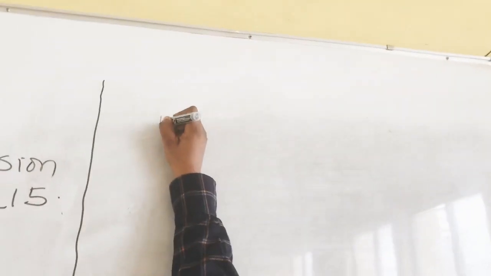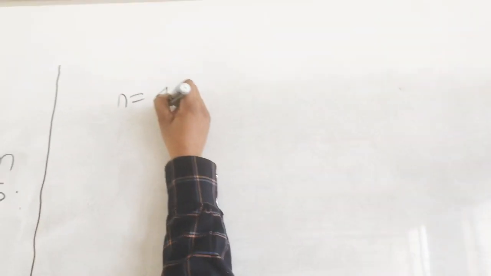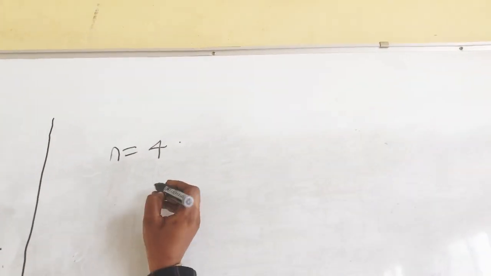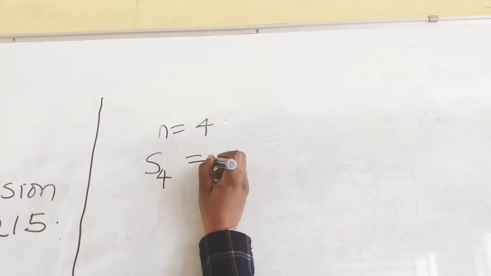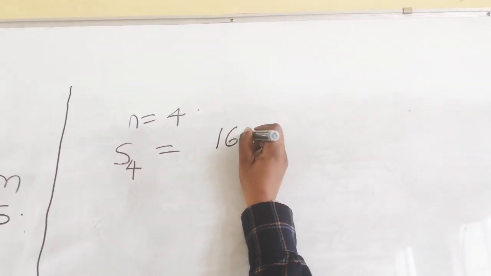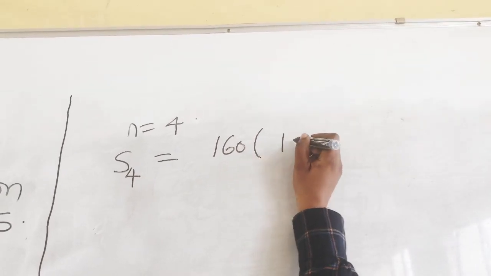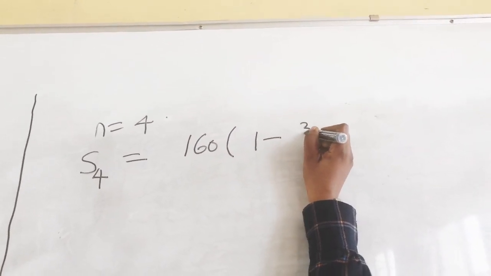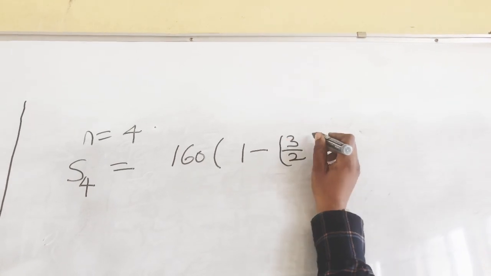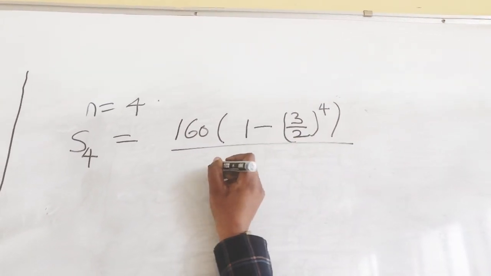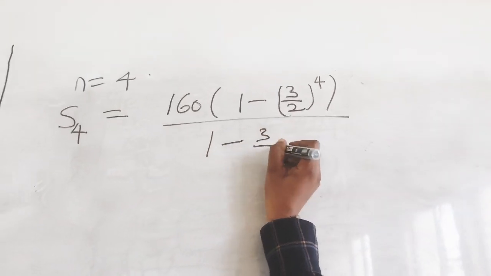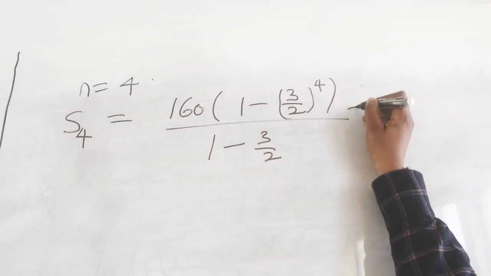So the number of terms here is equal to 4. Wherever we see n, we are going to put 4. So S subscript 4 is equal to 160 into brackets 1 minus (3/2) raised to the power of 4, everything over 1 minus 3/2.